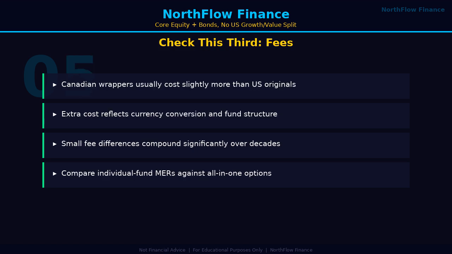Third, and simplest to check, management expense ratios on Canadian all-in-one and wrapper ETFs tend to run slightly higher than their unwrapped US counterparts. That reflects both the cost of currency conversion and an extra layer of fund structure sitting on top. Over long holding periods, even small differences in fees compound meaningfully, so it's worth comparing the MERs of the individual building blocks against an all-in-one option before deciding which approach fits you better: simplicity or cost minimization.